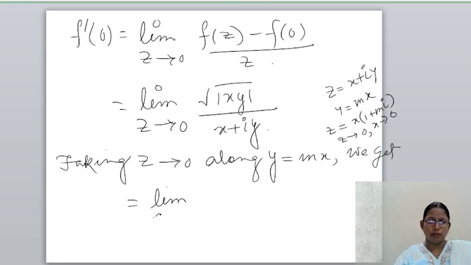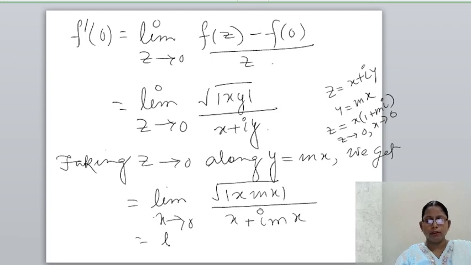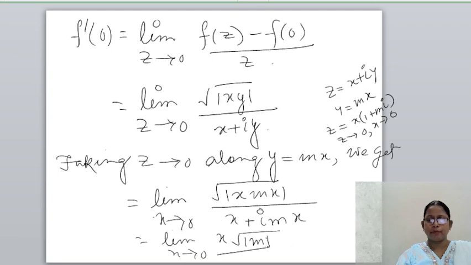So here, limit x tends to 0. This will be the root of mod of mx divided by x plus i mx. Take the formula: limit x tends to 0, x square root of mod of m divided by x (1 plus i m). x cancels out. The limit is this value.